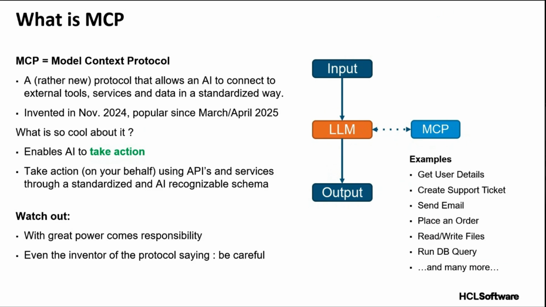The great thing about MCP is that it will allow an AI to connect to external tools, services, and different data sources in a standardized way. It will also enable the AI to take action on your behalf using the APIs, because it will understand what those endpoints can offer through standardized and AI-recognizable schemas, right? So this means that AI can perform actions like getting the user details, as I said earlier, creating a support ticket, sending an email on your behalf, running a database query.